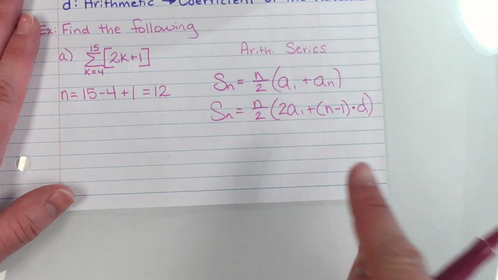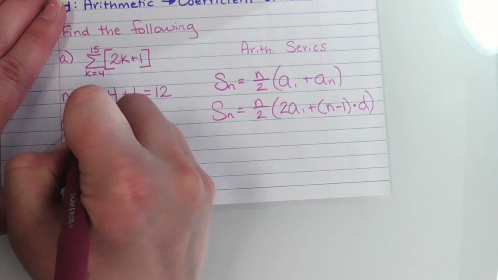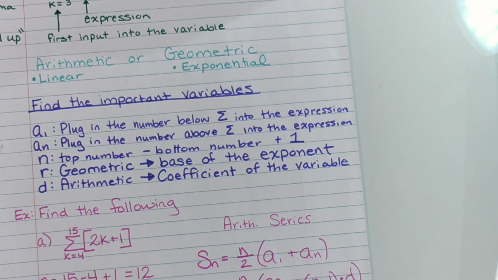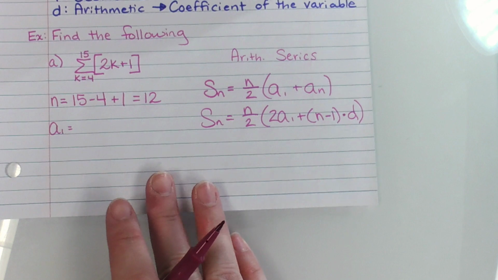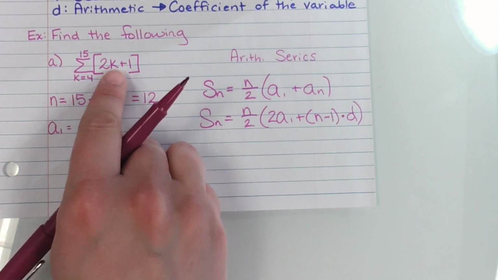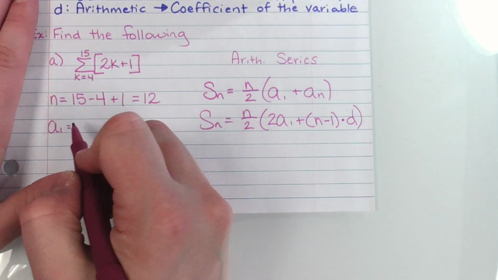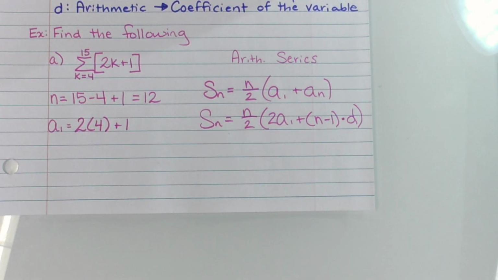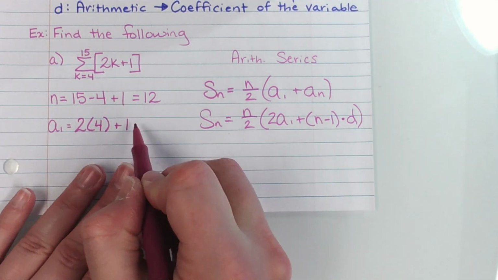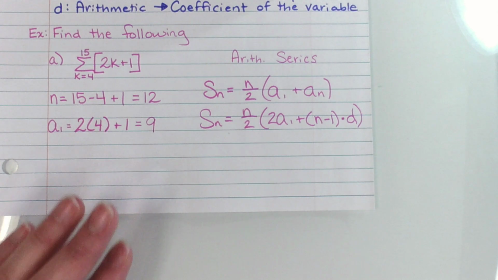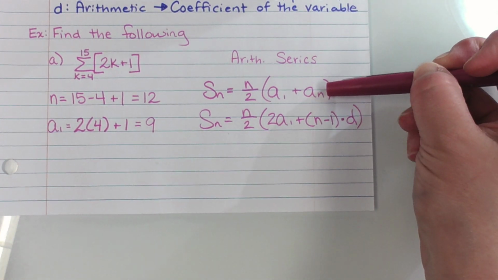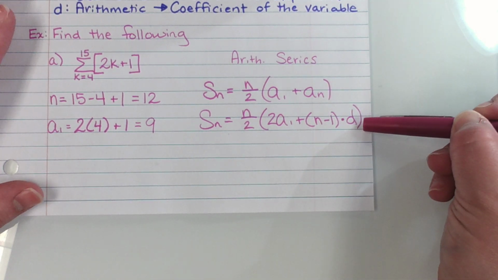Okay, both of them require a sub 1. A sub 1 is found by plugging in the number below sigma into the expression. So I'm plugging in the number 4 into 2k plus 1. 2 times 4 plus 1 is 9. From here, the top formula requires a sub n, the bottom formula requires d.